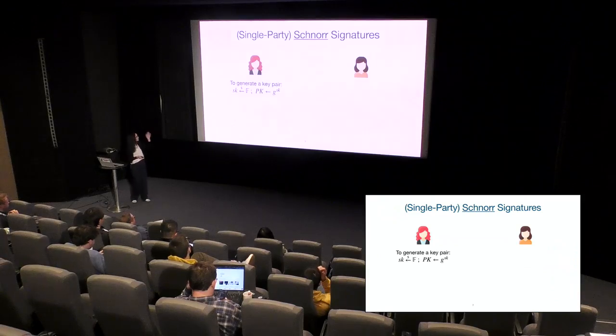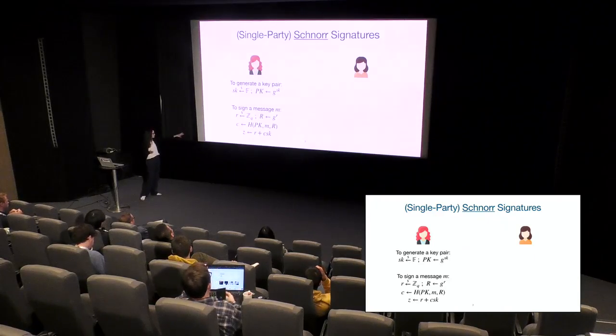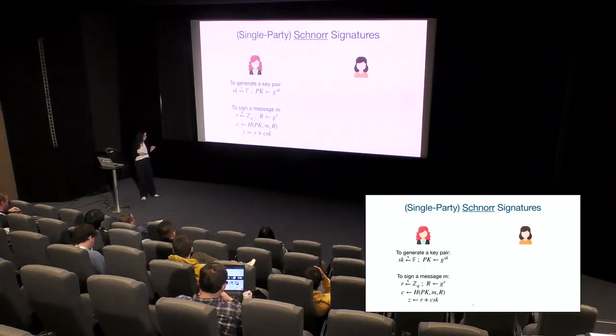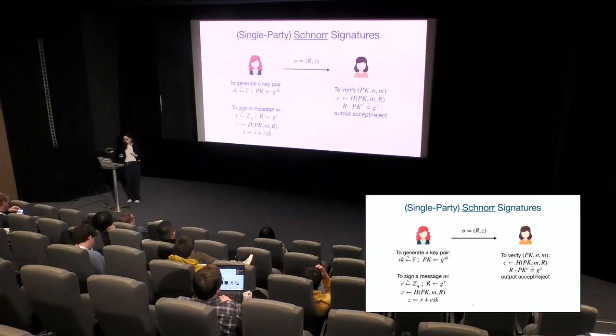I showed you a Schnorr signature before, but I'm going to very briefly re-show it to you. For a single-party Schnorr signature, we just have a discrete log key pair. Then for signing the message, we sample a nonce at random and generate the commitment. The challenge is just the hash of the public key, message and commitment, and then you have your response, which is just a zero-knowledge proof of knowledge. Verification all happens in the exponent to check that linear relation.